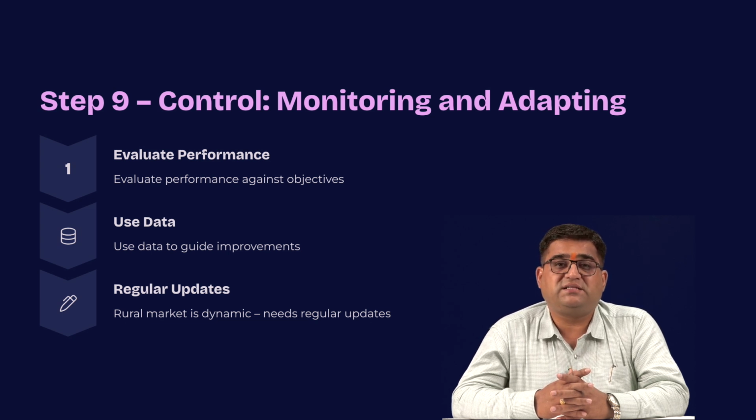Consequently, companies must regularly get updates from the field, measure progress deliberately, and be prepared to adjust their strategies as needed to maintain relevance and effectiveness. The key aspects of the control phase include: first, tracking the sales and distribution KPIs.